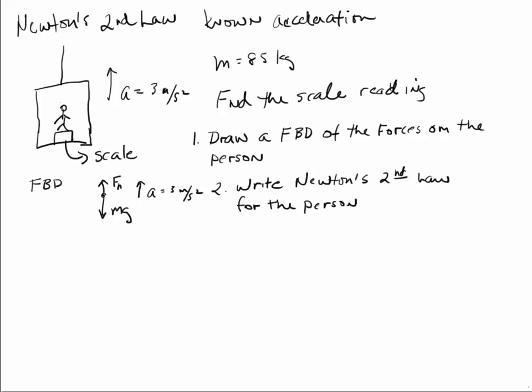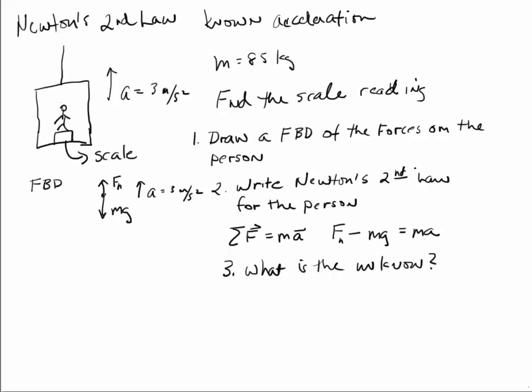Next, I want you to write Newton's second law for the person. Newton's second law is simply the sum of the forces, or the net force, is mass times acceleration. In this case, we know what the acceleration is, that is given as our 3 meters per second squared. So we have that the normal force in the positive y direction minus the gravitational force in the j direction is equal to mass times acceleration in the positive j direction.